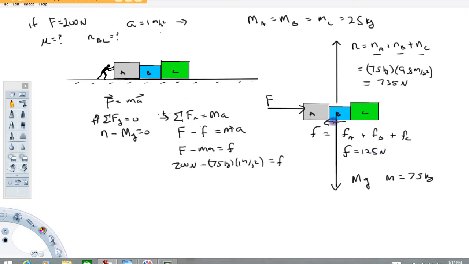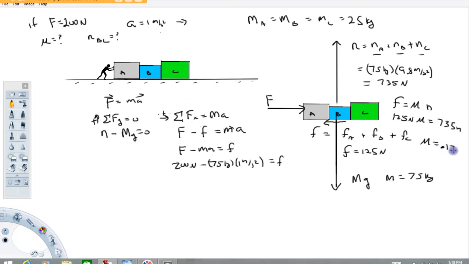All right, at this point we're actually ready to answer one of these questions here. What was the frictional coefficient? So this is a sliding frictional force. The sliding frictional force is equal to the coefficient of sliding friction times the normal. I'm just going to put the coefficient of friction and not worry about the sliding part. And we calculated the frictional force at 125 newtons, and the normal force at 735 newtons. So our coefficient of friction is 125 over 735, 0.17.